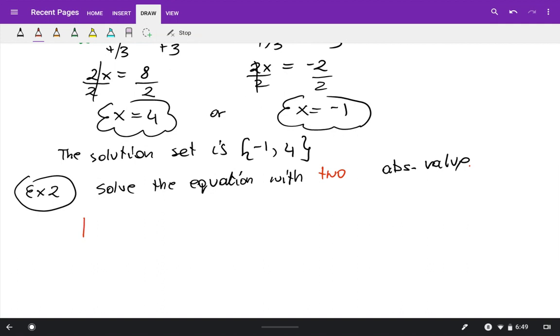You have absolute value of x squared minus 2x equal absolute value of x squared plus 6x. Okay, so we have two absolute values. How are you going to solve this type of equation? No matter how the absolute value looks, all the time you're solving two equations. So this is a note for you, you need to solve two equations.